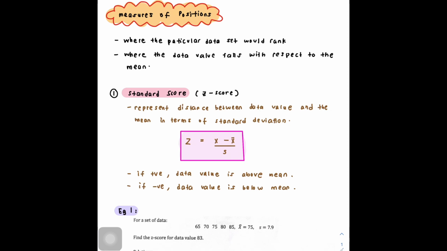Meaning that when you have the value of the standard score, from that value you know the position of the data. So this is the formula: z-score equals x, which is your data, minus x bar, your mean, over s, which is your standard deviation. If you plug the values into this formula and your z value is positive, your data is above the mean value. If you have a negative z value, the data value is below the mean.